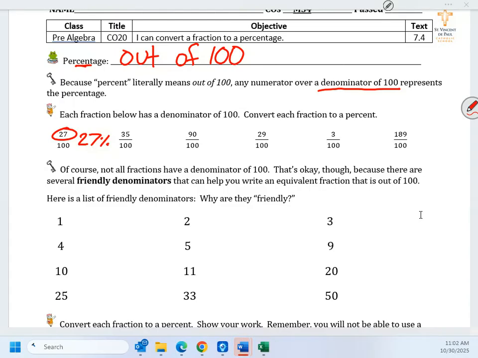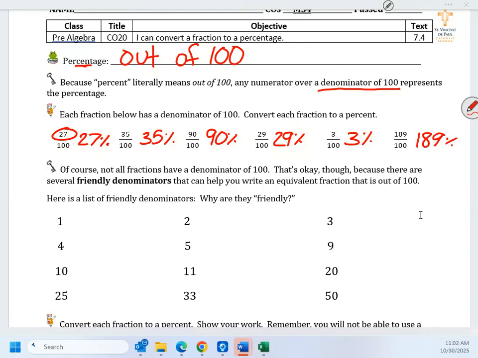So 35 hundredths would be what, everyone? 35%. 90 hundredths would be what? 90%. 29 hundredths. 3 hundredths. 189 hundredths.